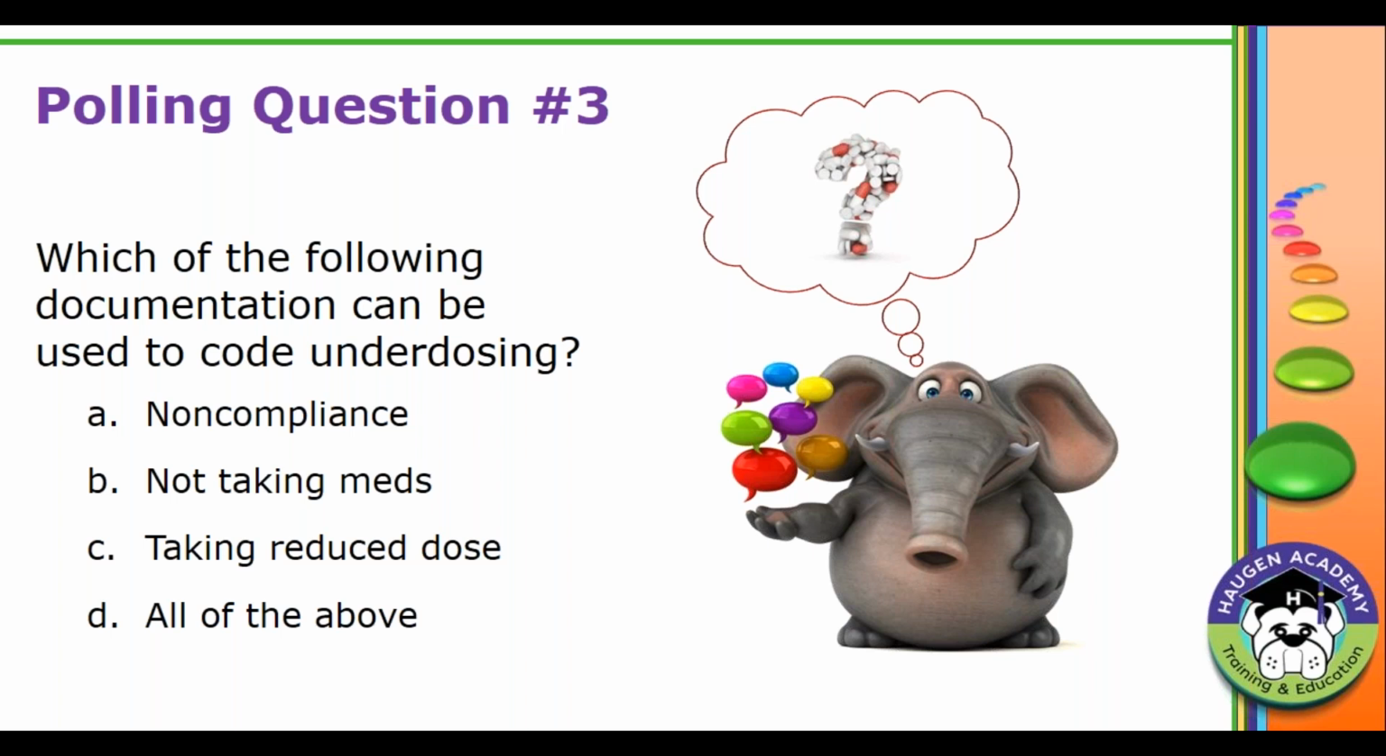The correct answer to this one, so it's which of the following documentation can be used to code underdosing? Is it A, non-compliance, B, not taking meds, C, taking a reduced dose, or D, all of the above? And on this one, I would say that probably all of the above, as long as you have that documentation that the patient was not taking as much of their medication or wasn't taking their medication when they were supposed to be.